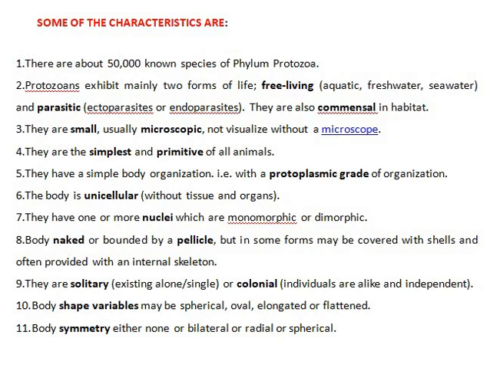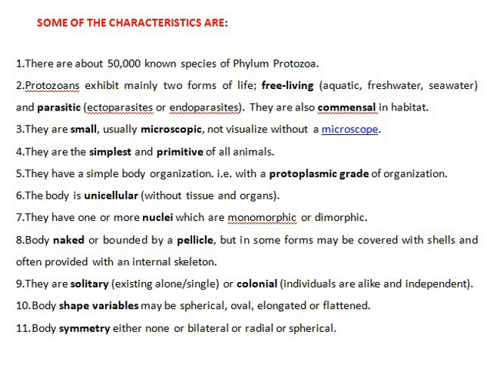They are the simplest and most primitive of all animals. They have a simple body organization, that is a protoplasmic grade of organization. The body is unicellular without tissues and organs. They have one or more nuclei, which are monomorphic or dimorphic. Body naked or bounded by a pellicle, but in some forms may be covered with shells and often provided with an internal skeletal system.